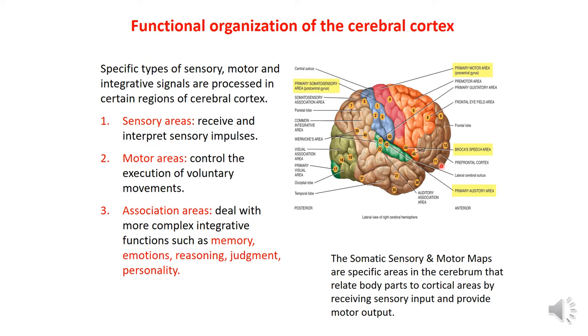So, the areas of the cerebral cortex are classified into either sensory areas that receive and interpret sensory impulses, like area 3, 1, and 2, that receive the somatic sensation from the opposite side of the body. We have area 17 that receives the visual information. We have the primary auditory area, area 41 and 42, that receives the auditory information. These are known as primary sensory areas. So what's the function of these sensory areas? Receives and interpret sensory impulses.